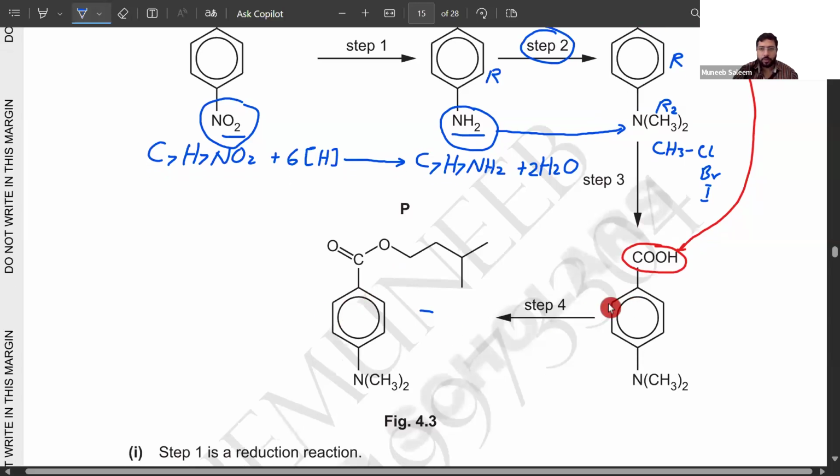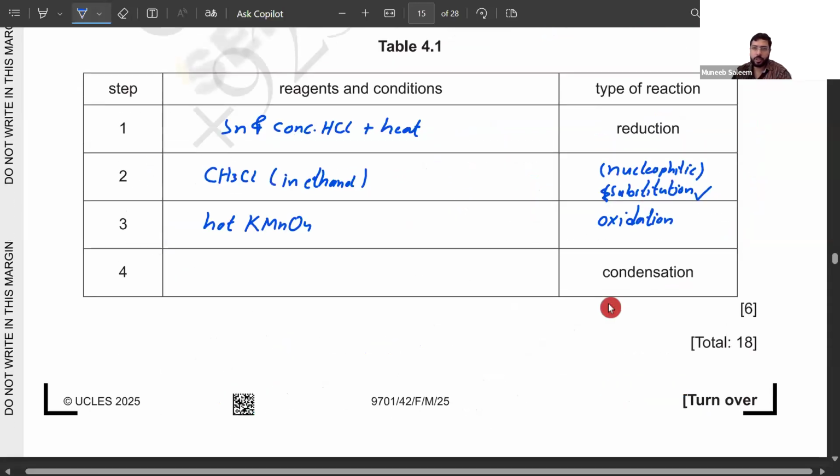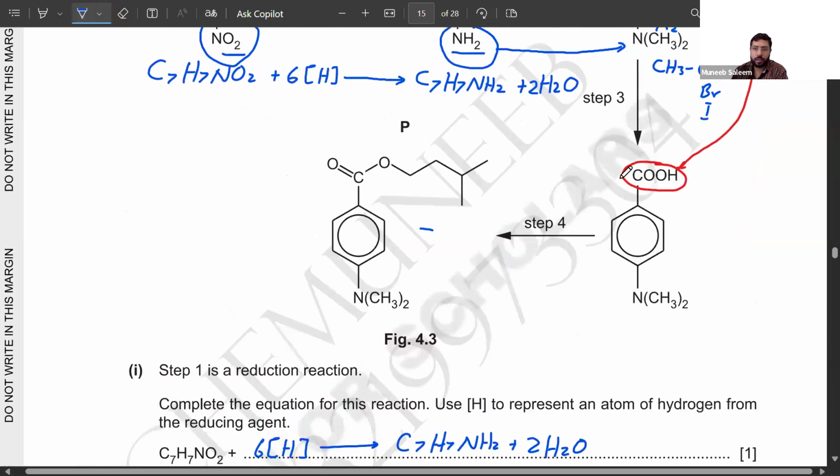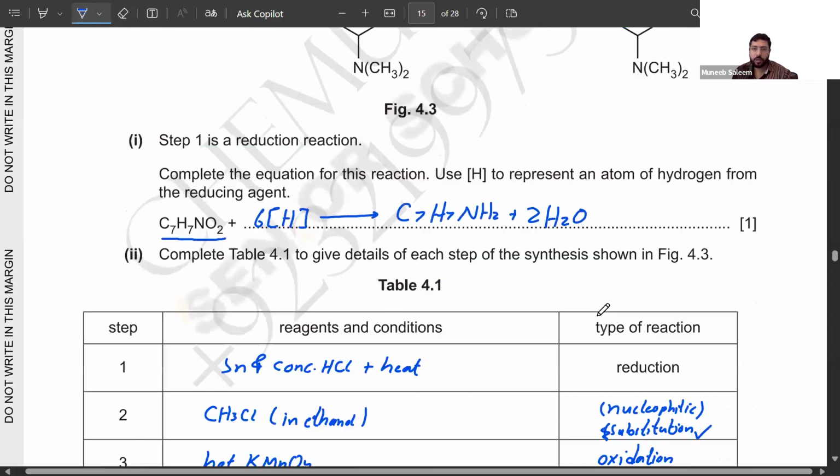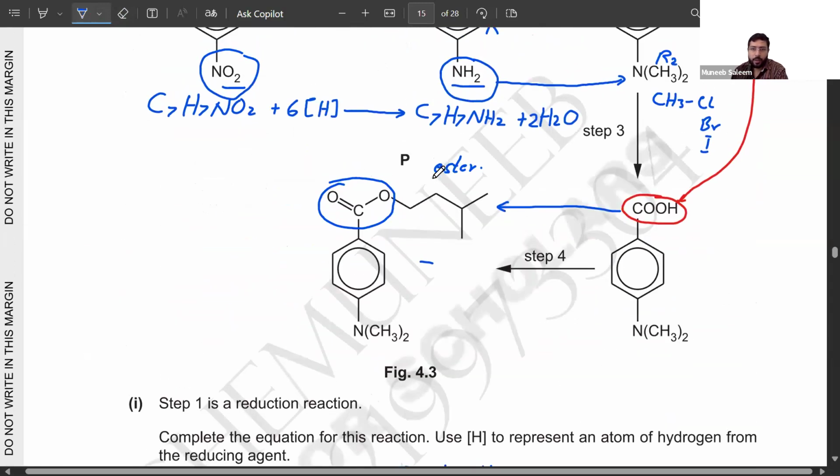And then the fourth step, it says condensation reaction. Now in the fourth step, we can see that there is a conversion from carboxylic acid into the ester, which means this is an ester compound, so it is an esterification reaction, or you can also call it a condensation reaction. Now we remember that for the formation of ester, we require carboxylic acid plus alcohol. So the reaction is between these two compounds in the presence of the acid.